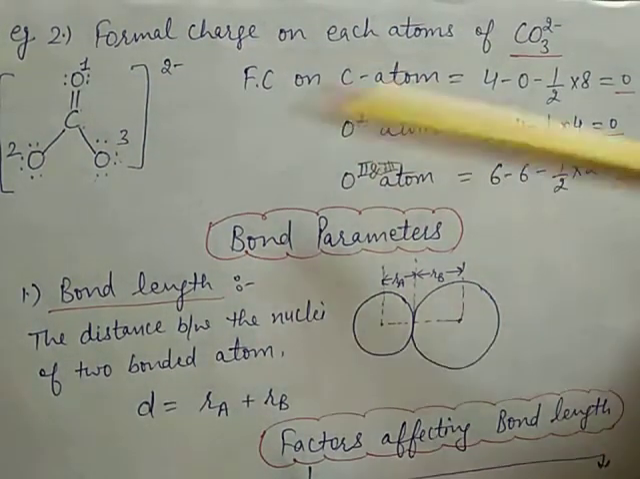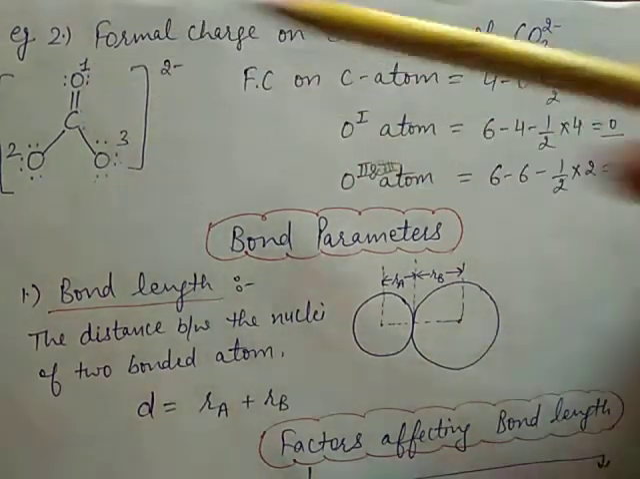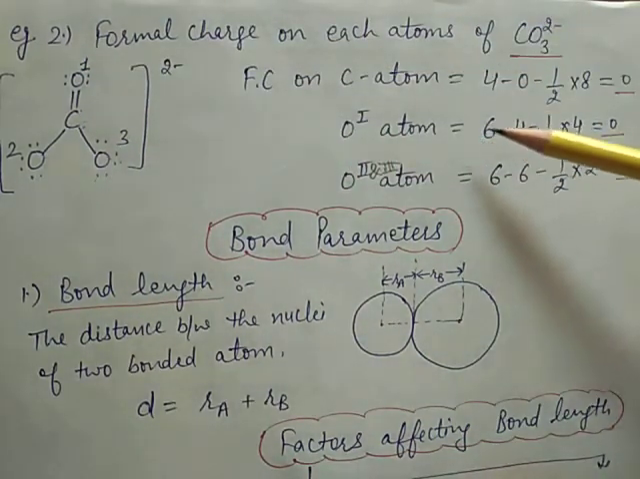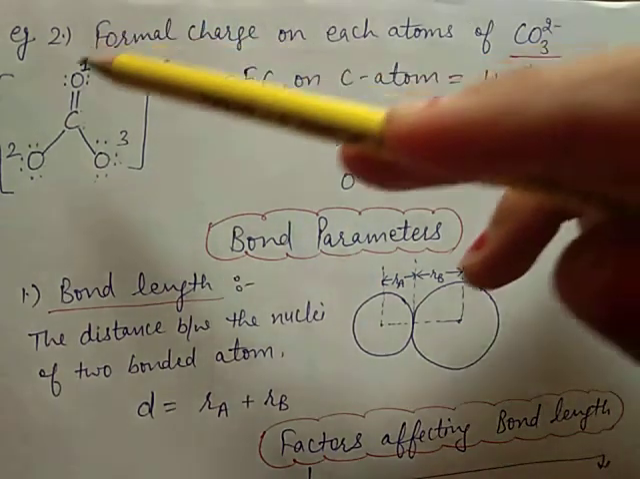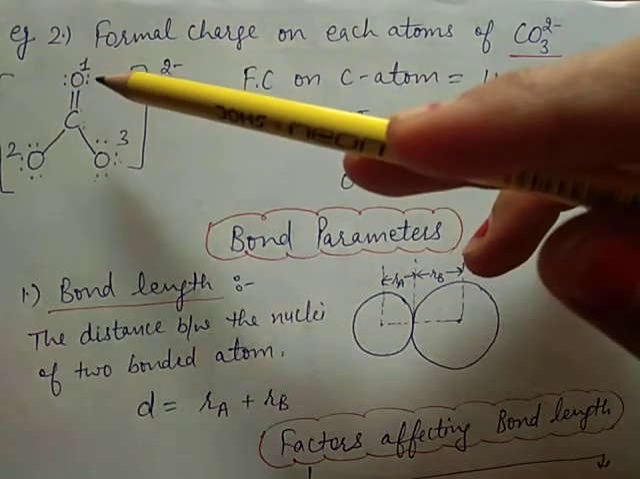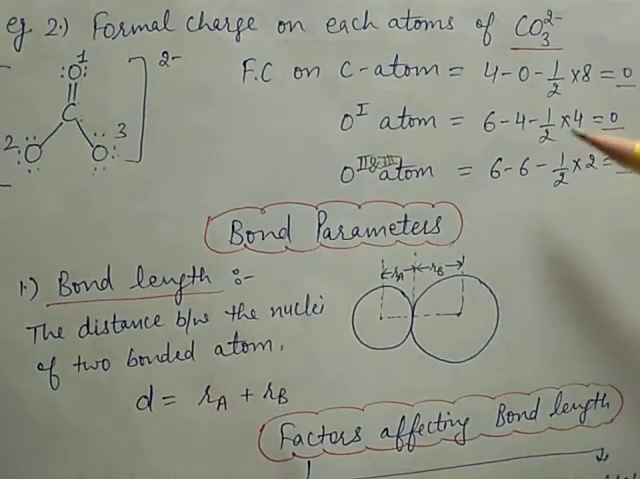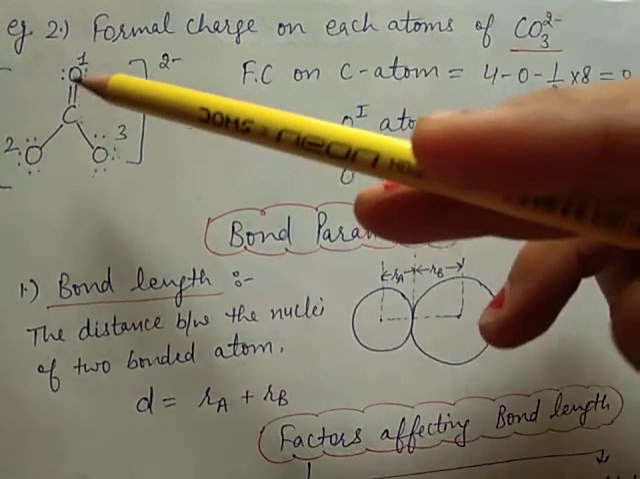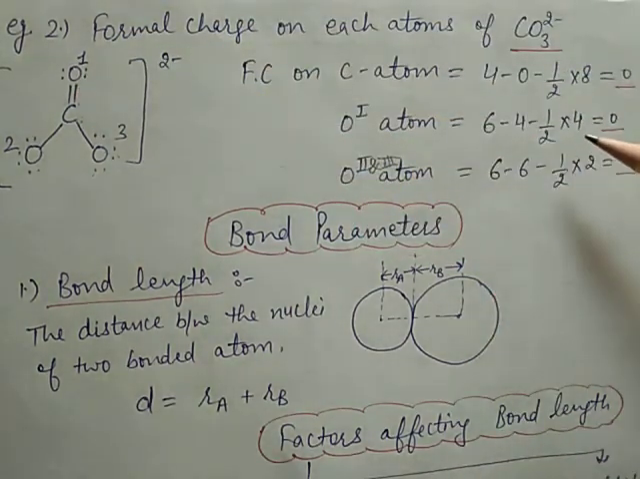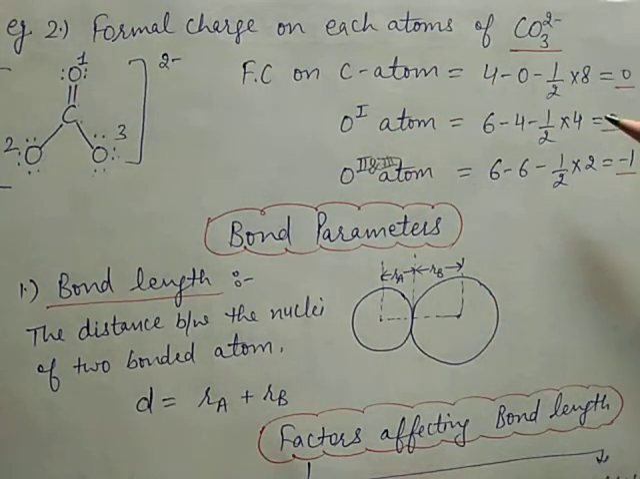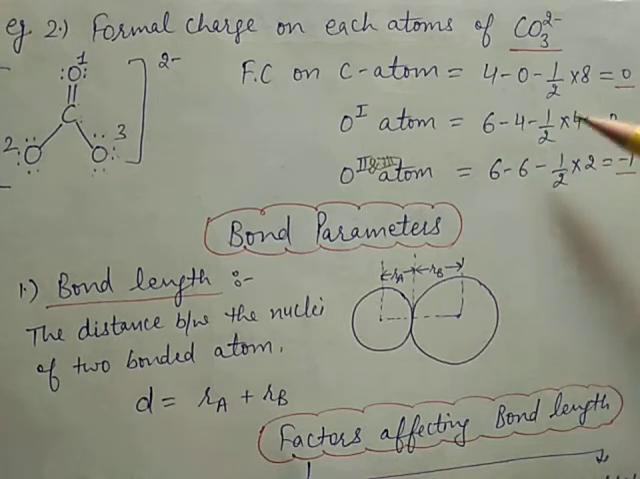Next, oxygen 1. Total valence electrons on the oxygen atom are 6, minus the lone pair electrons. 2 and 2, so 4 electrons are present. Minus half into the bonding electrons: 2 bonds are present, so bonding electrons are 4, and half of 4 is 2. So 6 minus 4 minus 2 is equal to 0.